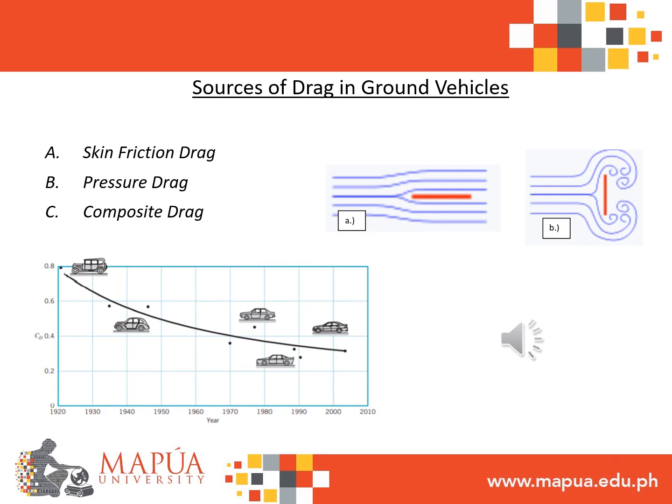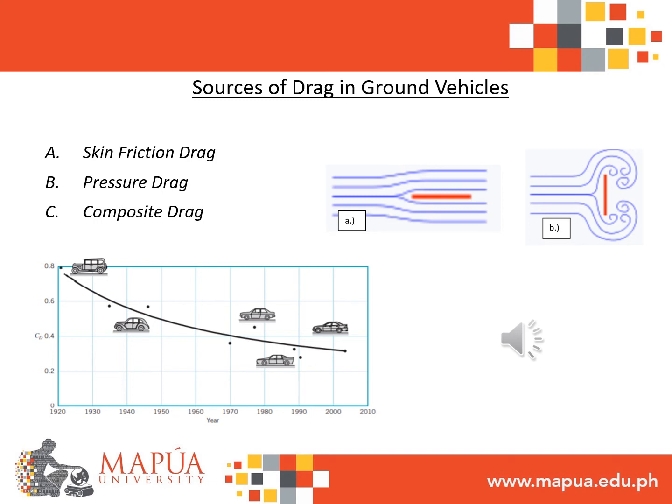Another source of drag is a pressure drag. Pressure drag is a component of total drag that is due directly to the pressure induced on an object. The pressure drag is also called the form drag because it is dependent on the form or shape of the object. The pressure drag is mainly generated due to the pressure variation caused by the flow of fluid over the body. Another source of drag is composite drag.